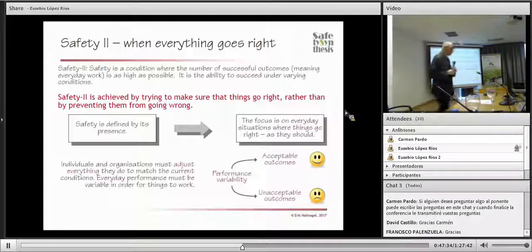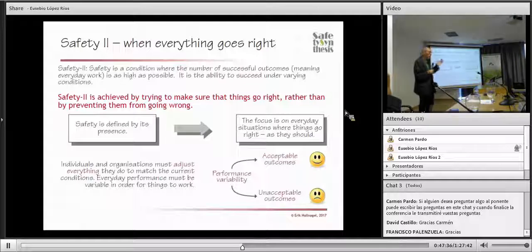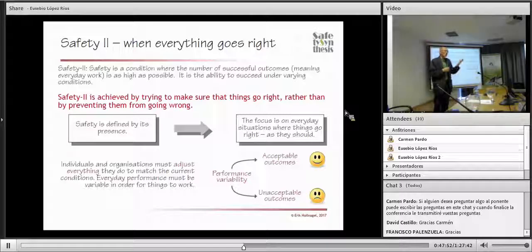It says safety 2 is a situation or condition where the number of successful outcomes, the number of things that go well, is as high as possible. It's the ability to succeed under varying conditions. So this means two things. We solve two problems. One problem is, how do we measure safety? Well, we measure the things that go well.